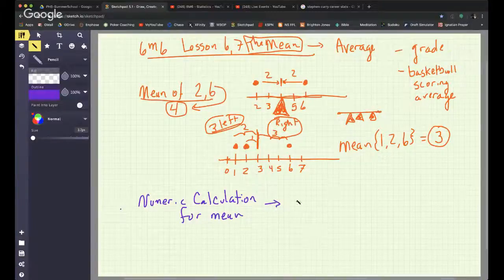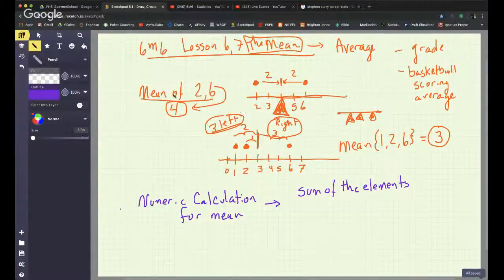And it's this. You take the sum, the addition, the sum of the data elements. What are the elements? The elements are the data set. So here the elements were 2 and 6. And over here, the data elements were 1, 2, and 6. So in the top case, we take the sum of the elements and we divide by the number of elements. So let's give that a try.